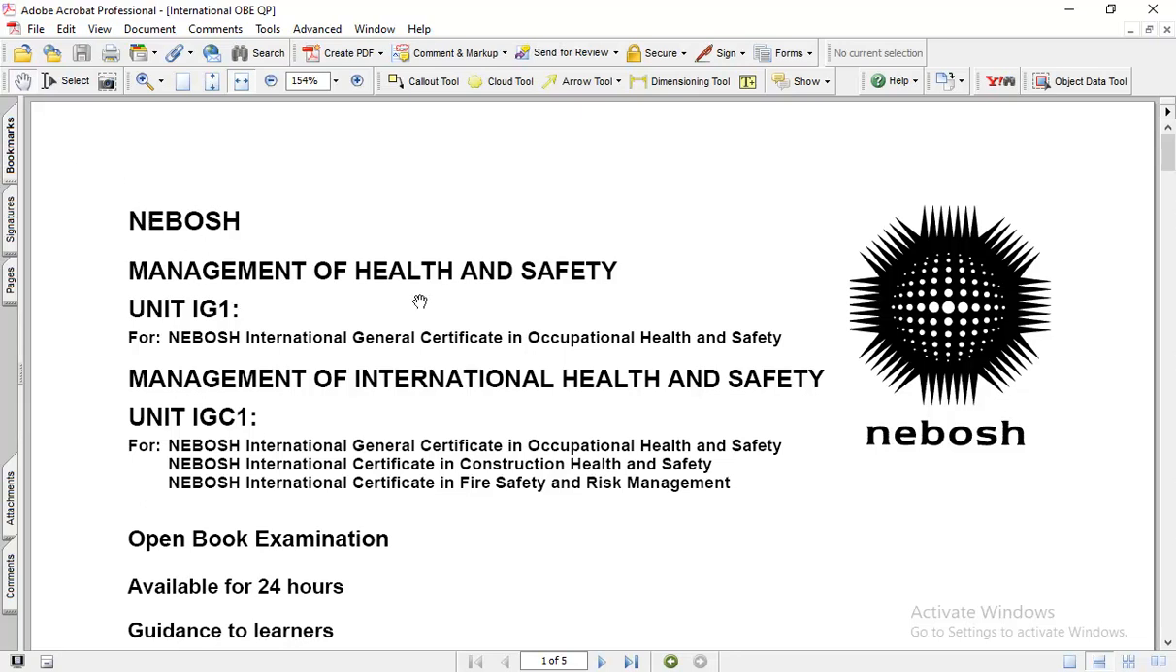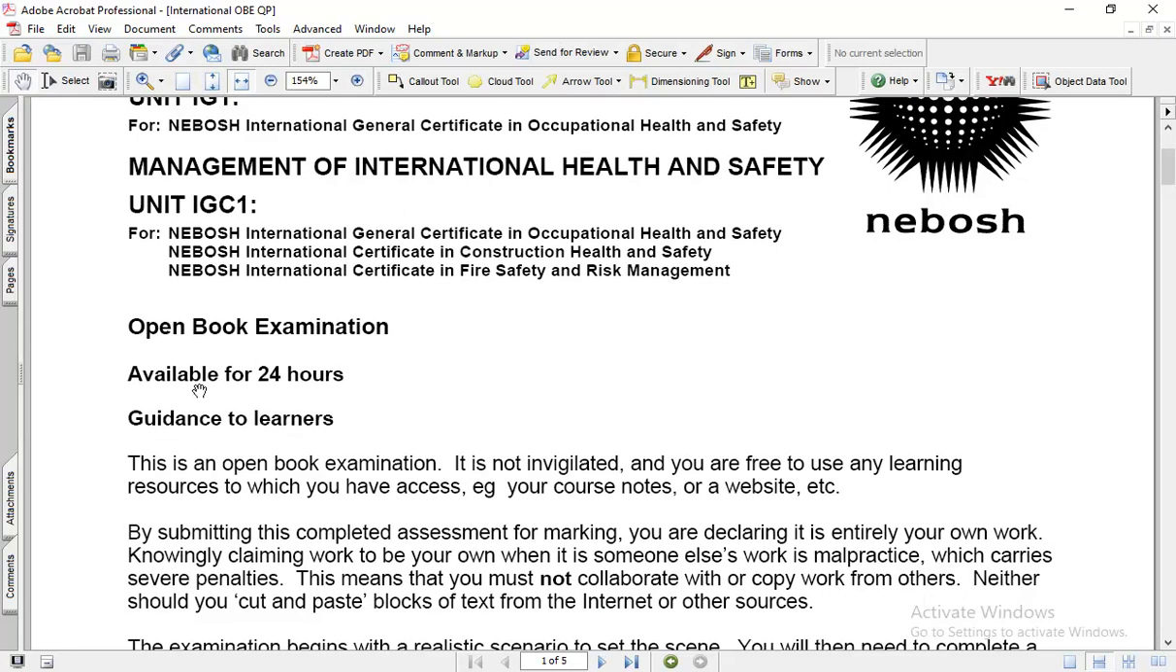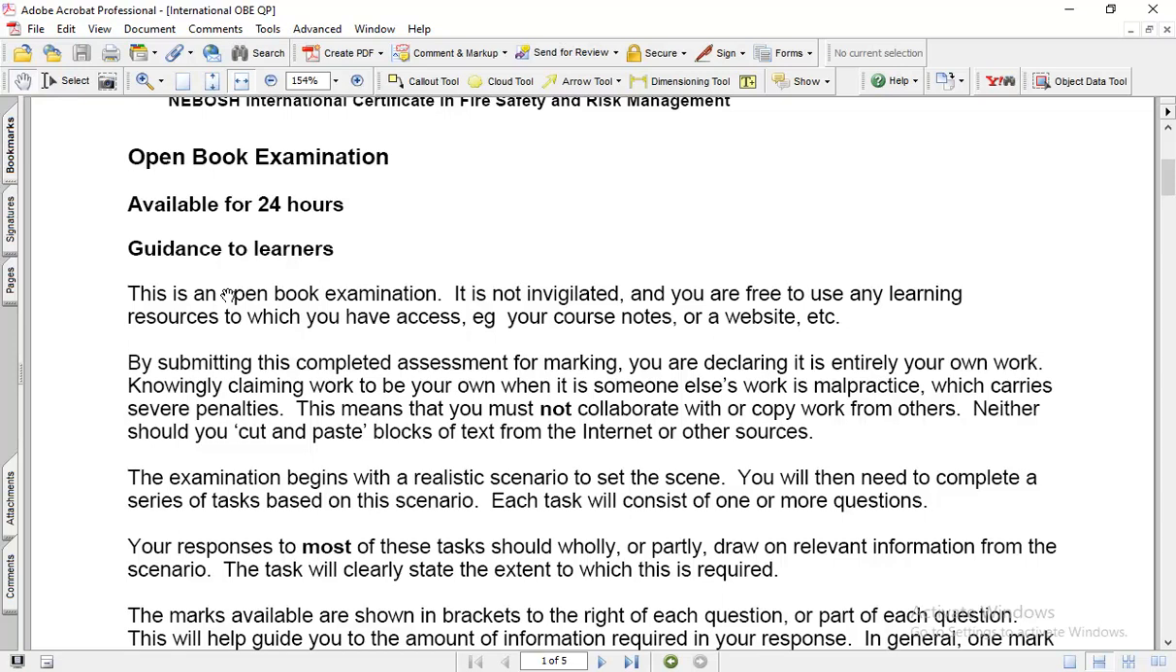NEBOSH Management of Health and Safety Unit IG1. It is available for 24 hours. There is some guidance for the learners. This is an open book examination. It is not invigilated, and you are free to use any learning resources to which you have access, for example, your course notes or a website, etc.